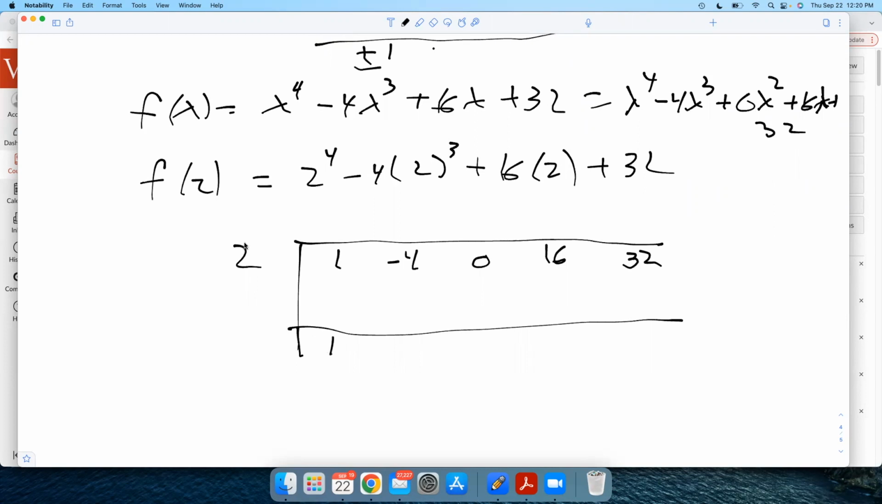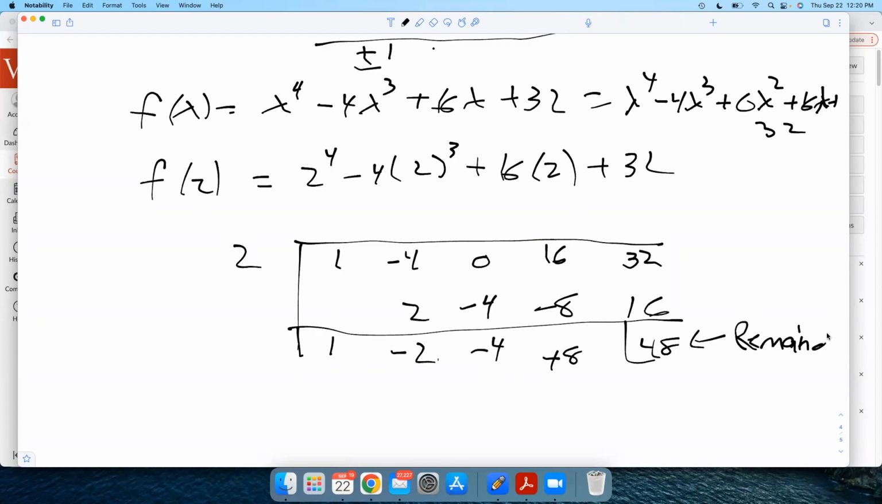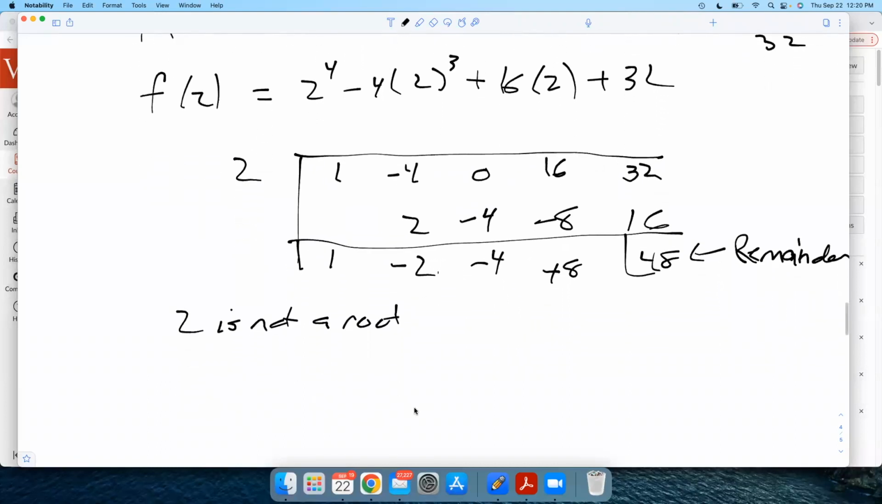And we bring the first guy down, and then it's multiply and add. Multiply 2 times 1 is 2, add straight down. Multiply, add straight down. Multiply, add straight down. Positive 8. Multiply, add straight down. This right here will be your remainder, if we were to divide by the factor lambda minus 2. That ain't 0, so 2 is not a root. Let's try negative 2, because I know one of them works. I looked up the answer.